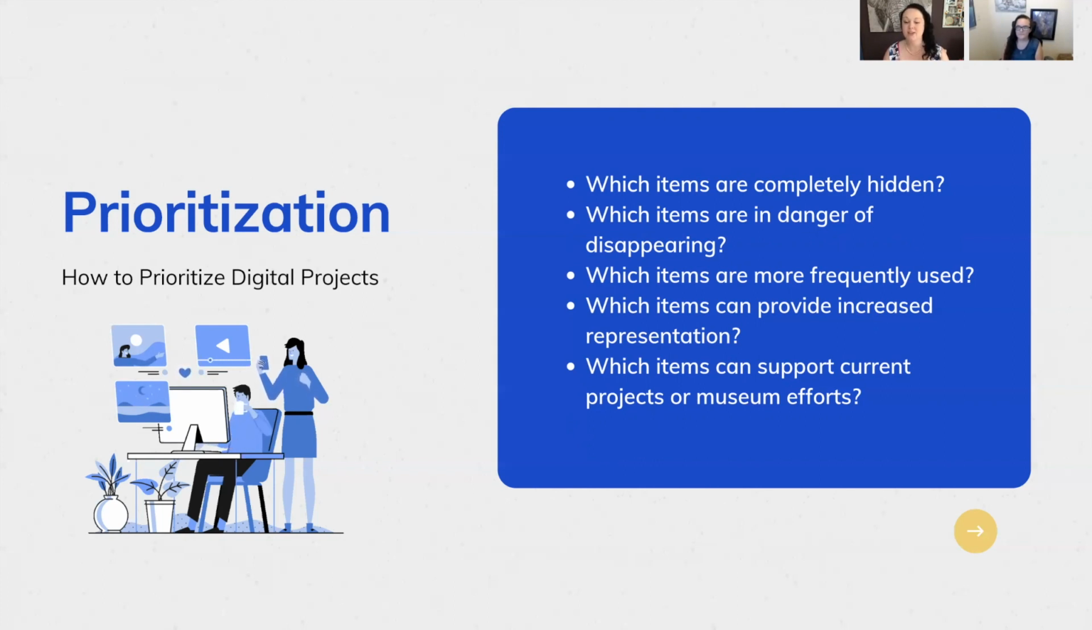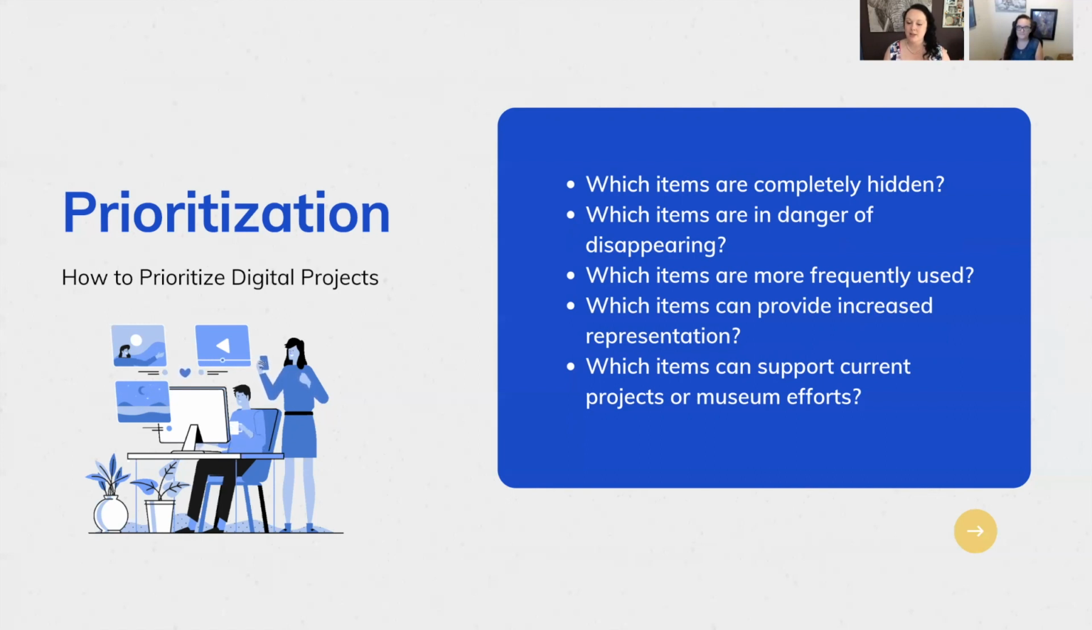Another way to look at this is which items are more frequently used. For us, especially when we're the caretakers of collections, we want to try and minimize as much harm as possible to our collection. And one of those ways is to think about the items that get pulled out the most, whether that's pulled out for display, reference, etc. Which items could really benefit from having a digital representative available for some of those events.